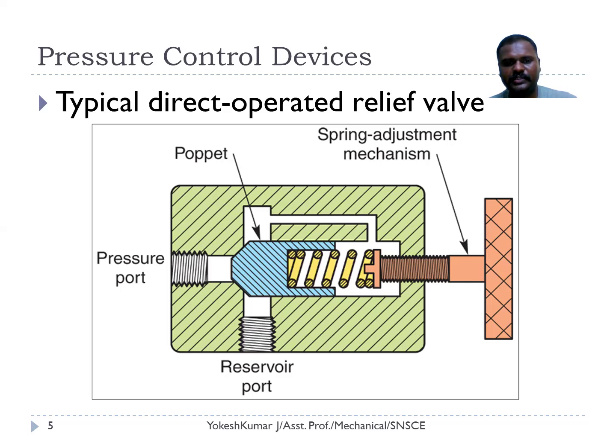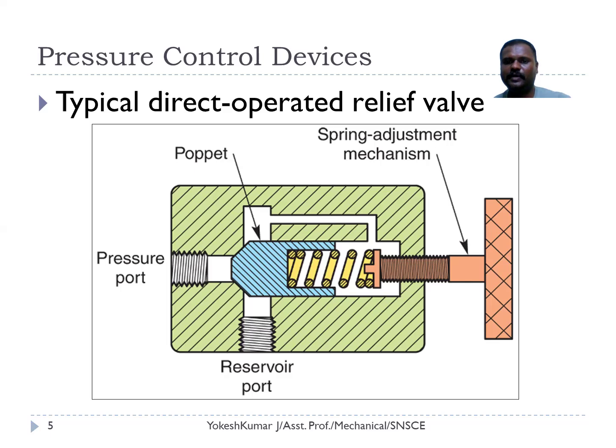The pressurized oil from the pressure port is bypassed to the reservoir via the reservoir port, and the pressure reduces. The spring pressure will then be higher than the oil pressure, so the poppet is seated back to its original position, and the valve is closed. This is how the direct operated pressure relief valve operates.